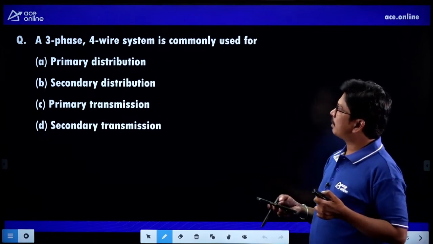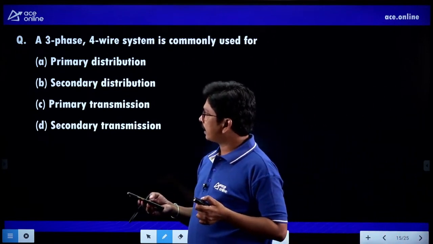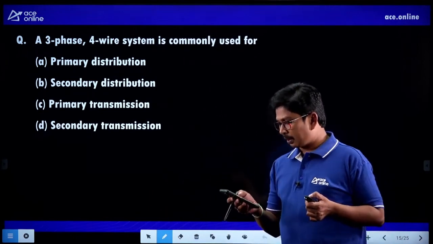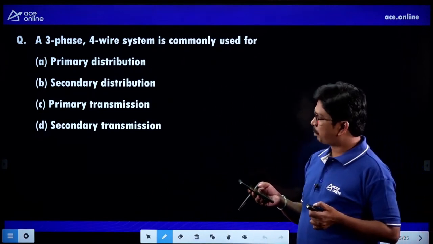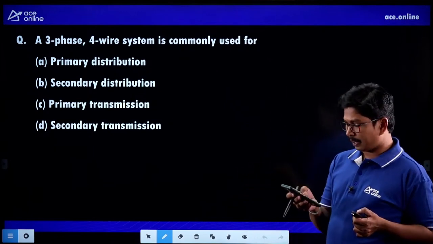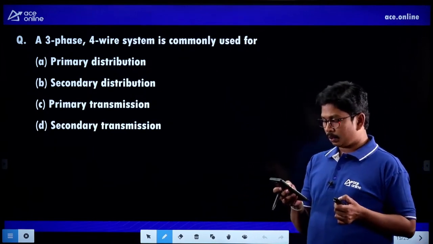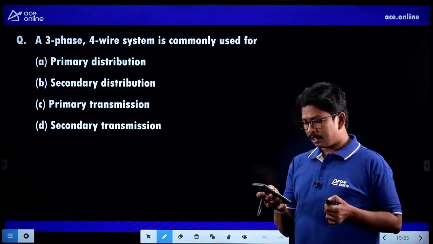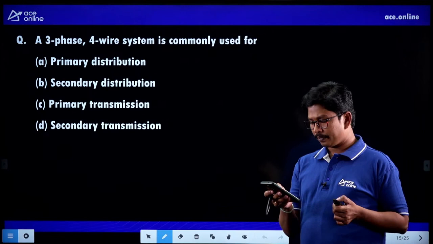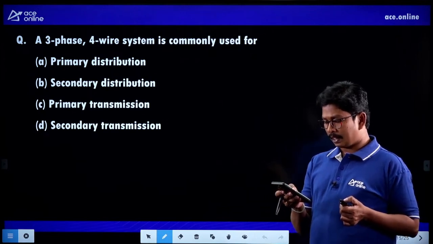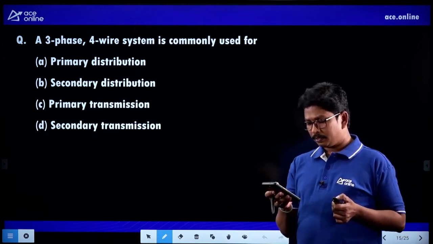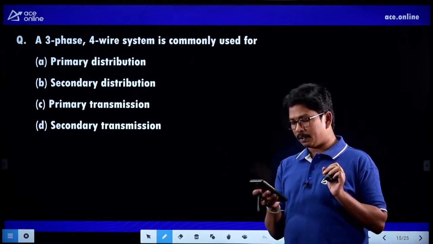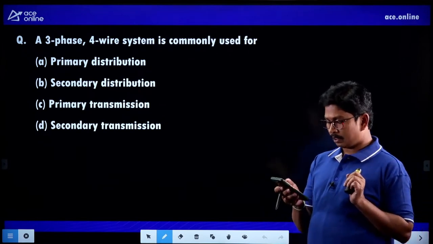A 3-phase 4-wire system is commonly used for primary distribution, secondary distribution, primary transmission, or secondary transmission. Bhushan, it is secondary, okay, but secondary distribution or transmission? Yes, very good. Now it is clear. Someone has given option D, but it's not secondary transmission. It should be secondary distribution. So please change your answer.